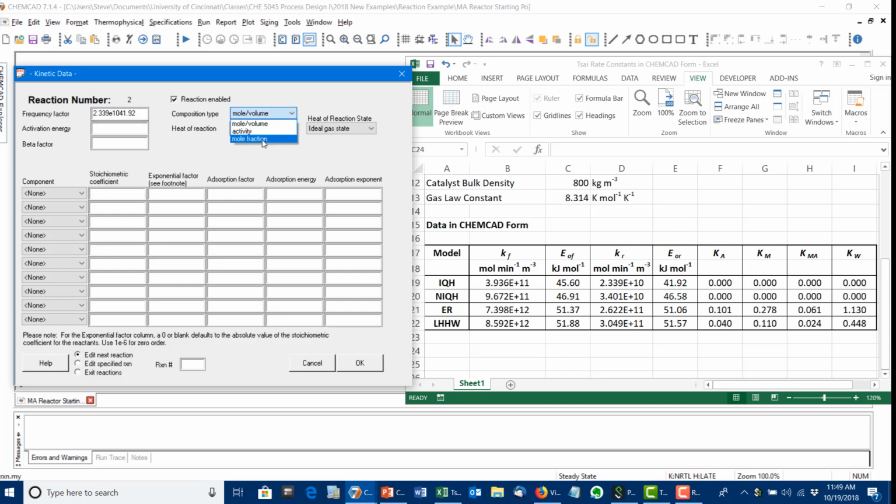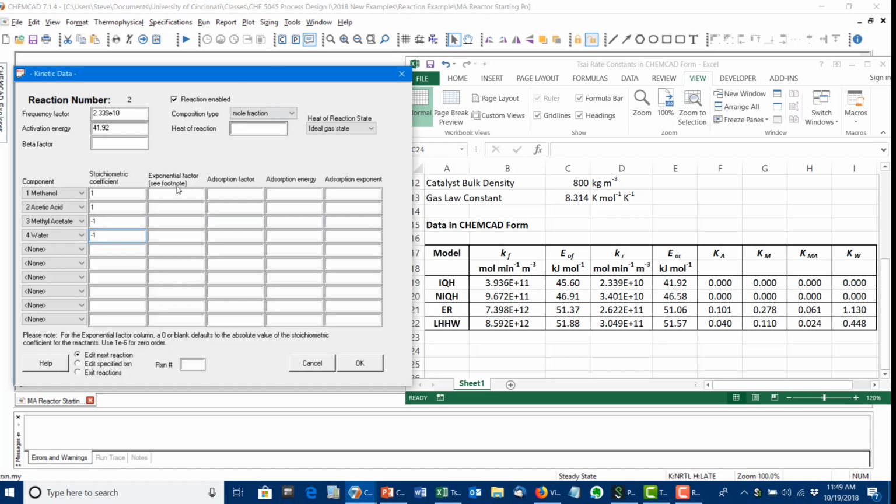Our concentration type is still mole fraction. I'll fix this typo here. Activation energy is 41.92. Okay, in this case, methanol is a product. Acetic acid is a product. The methyl acetate is a reactant, and the water is a reactant. So we'll put their stoichiometric coefficients in.